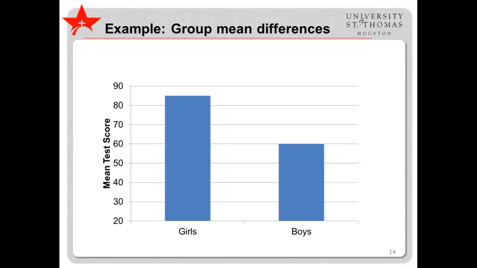Here is an example of a graph that illustrates the relationship between gender and test score, as demonstrated by a clear difference between girls' mean test score and boys' mean test score. Again, the relationship isn't positive or negative. It is just a relationship manifested in girls scoring higher than boys.